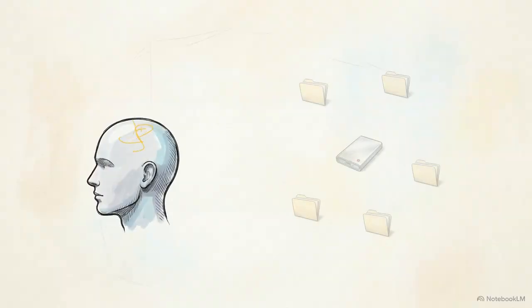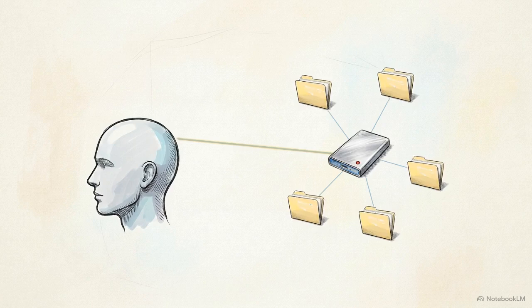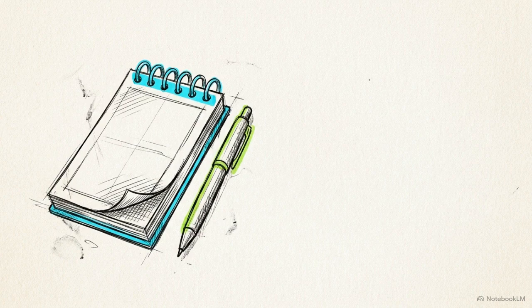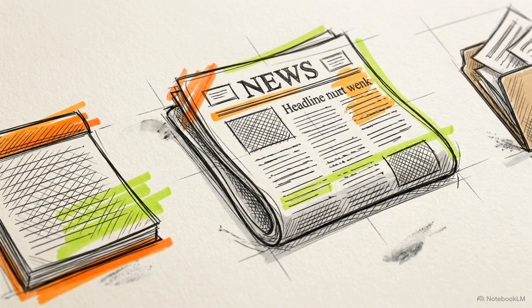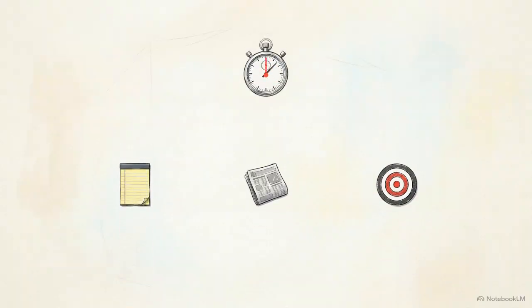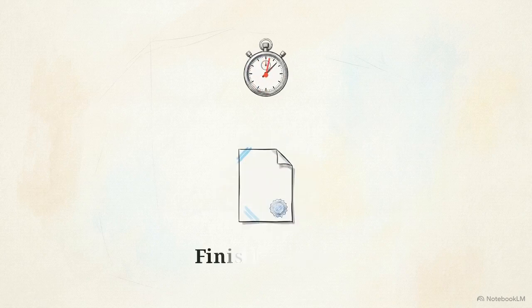To fix the cycle of information overload, you need an external system. You need to build a second brain. We are going to build the foundation of yours right now. You'll need a digital note-taking app, one piece of recent information, and a specific project goal. By the end of this 6-minute process, you will have moved past theory and produced a finished, tangible asset that proves your new system works.